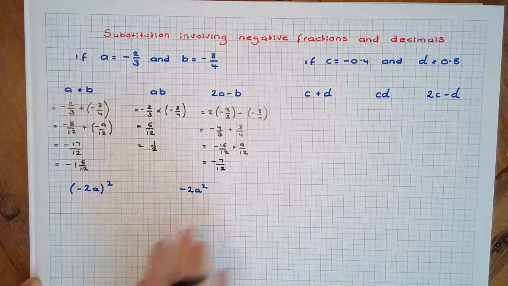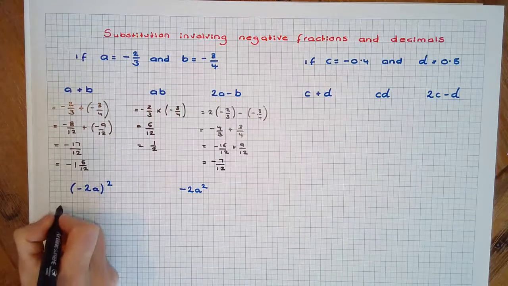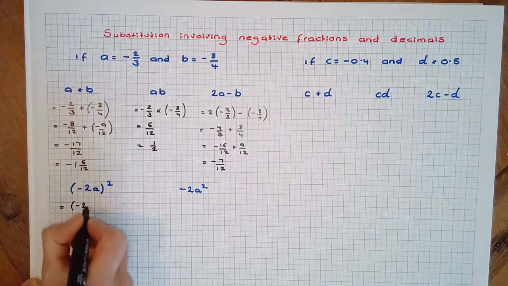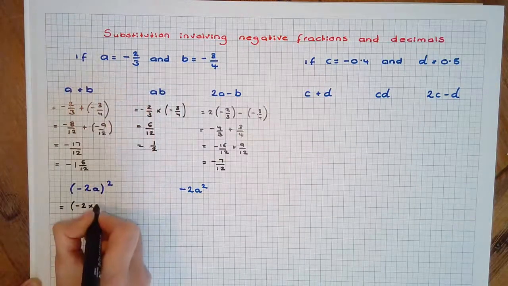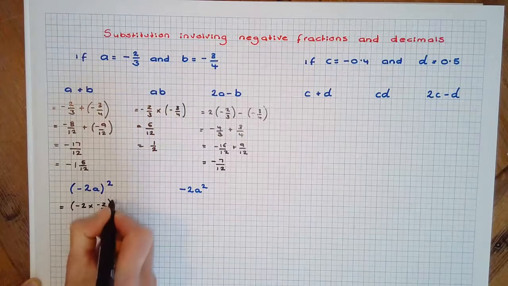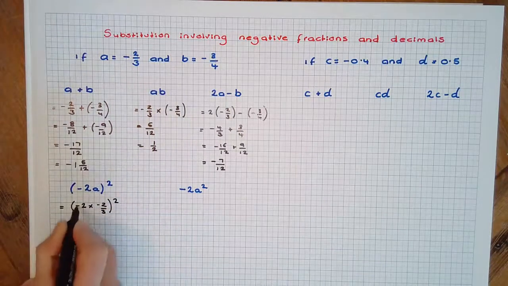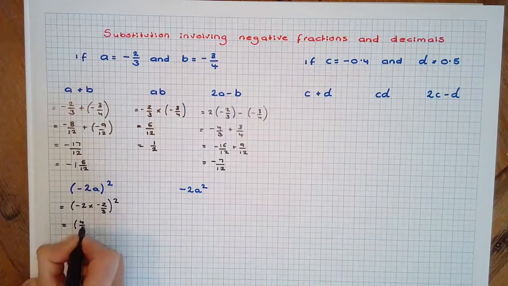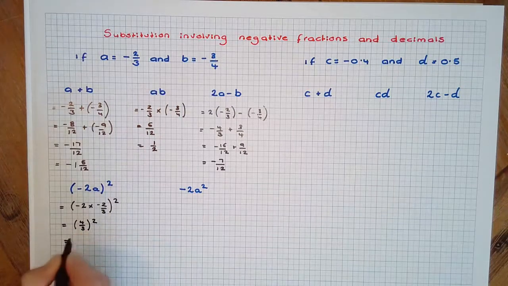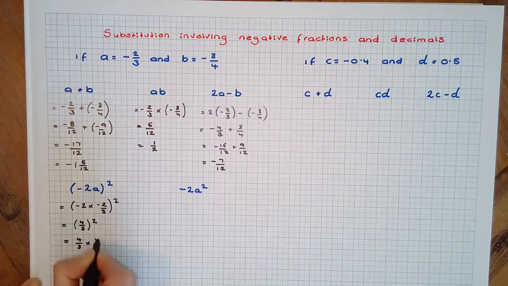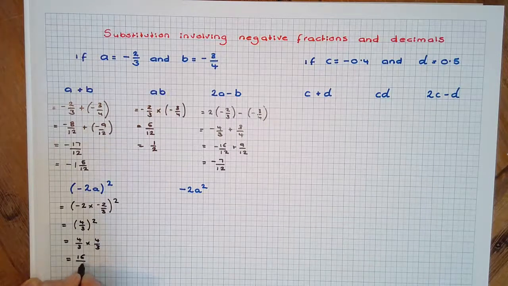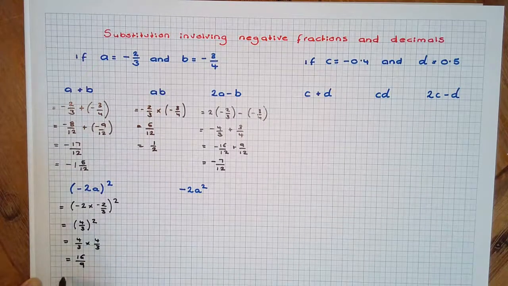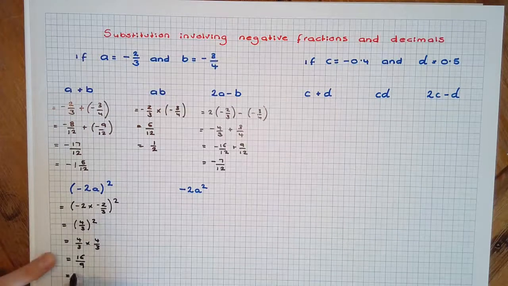Let's try slightly trickier ones. Here we have bracket negative 2 times a, a was negative 2/3, all squared. A negative times a negative is a positive. 2 times 2/3 is 4/3 squared. That is 4/3 times 4/3. 4 times 4 is 16 over 9, which could simplify to a mixed number as 1 and 7/9.